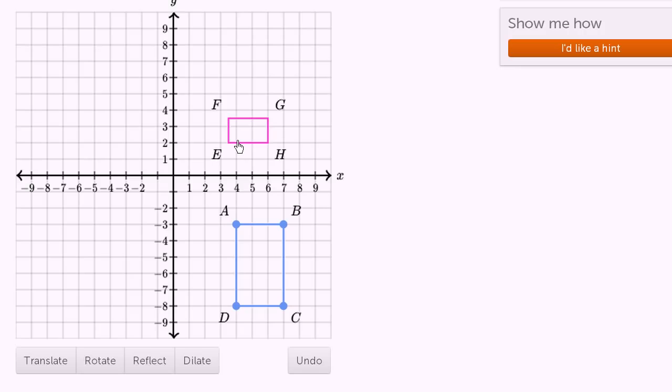If we're talking about congruence, then we wouldn't be scaling the figures up or down. We would only be translating, rotating, and reflecting. But let's see if we can do it. So let's first translate this figure. Let's make that point on top of that point.